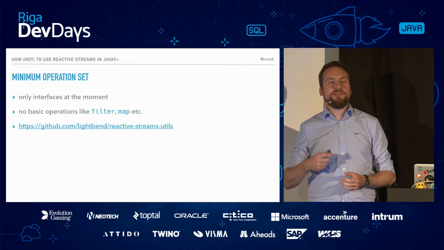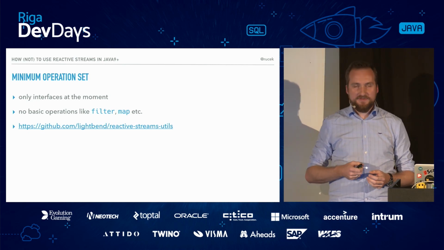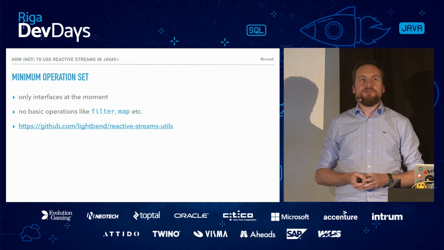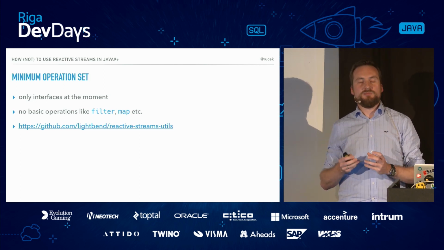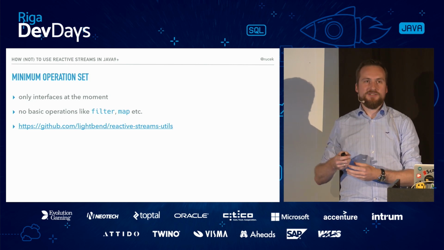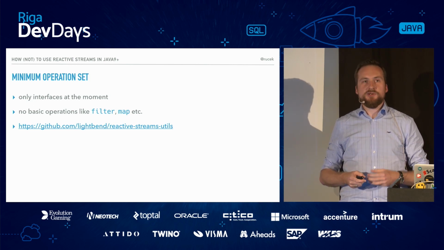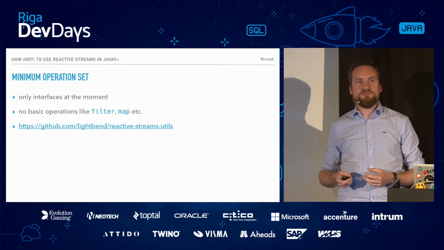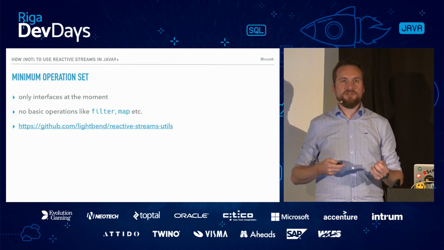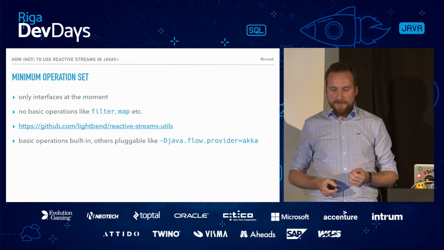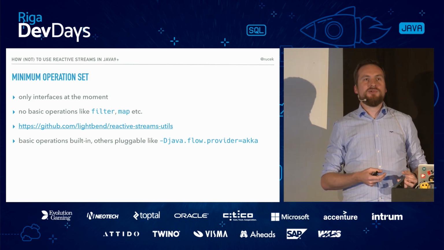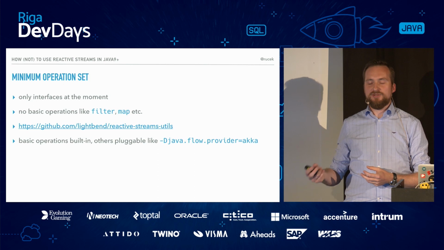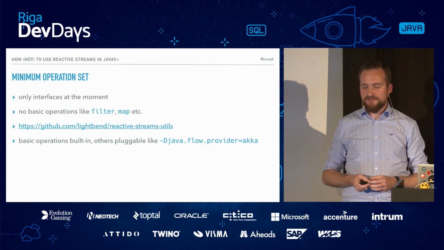And there is actually an initiative from Lightbend called Reactive Streams Utils. Reactive Streams Utils is basically about providing an interchangeable implementation of the reactive streams in the JDK. So the assumption is that there will be some minimum set of operations, like I said, like filter, map, flatMap, and stuff like that. But then you would be able to choose the implementation of the other ones from a library that could be just defined by a system parameter.